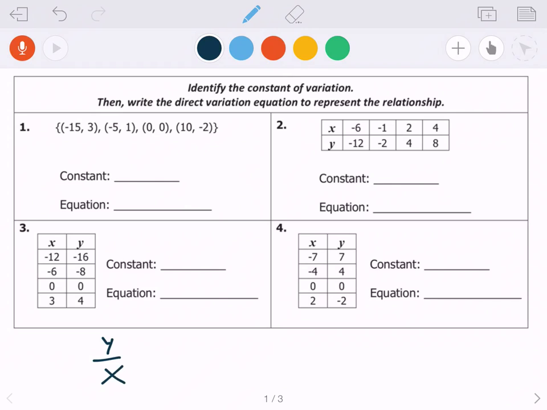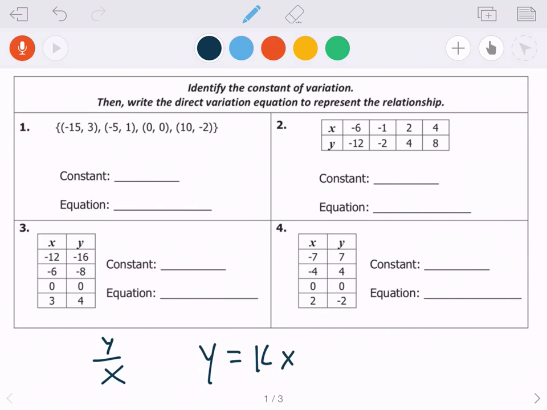Direct variation equations are written in the form y equals kx. That equation might look similar to something else we've recently talked about. It is very similar to slope-intercept form, except we don't have that b. We're going to talk a little bit more about that here in a bit.